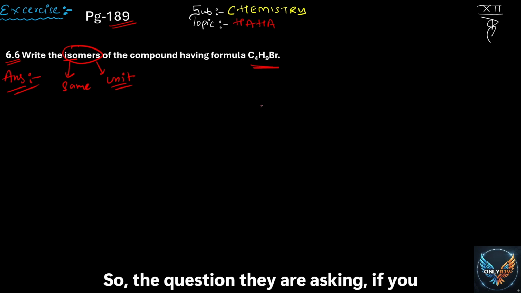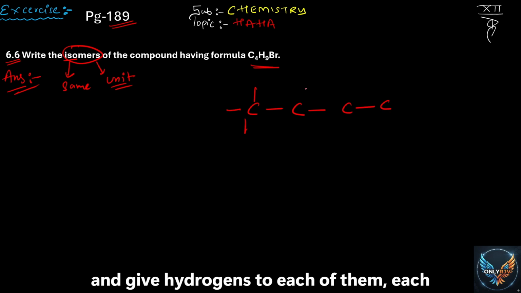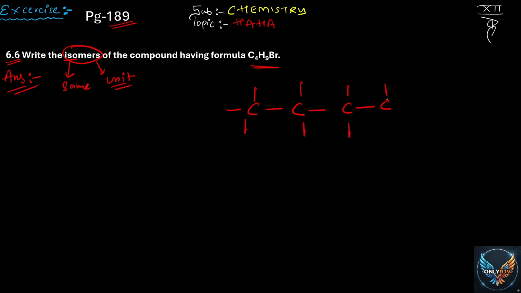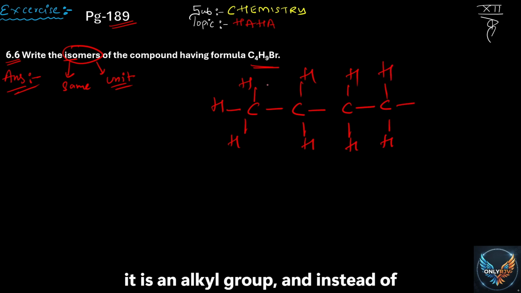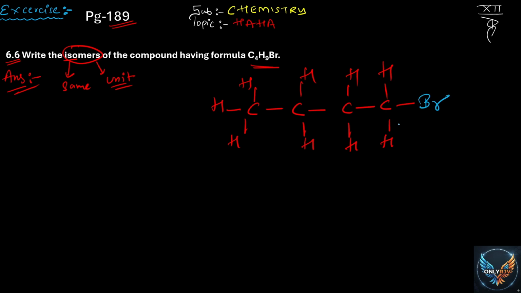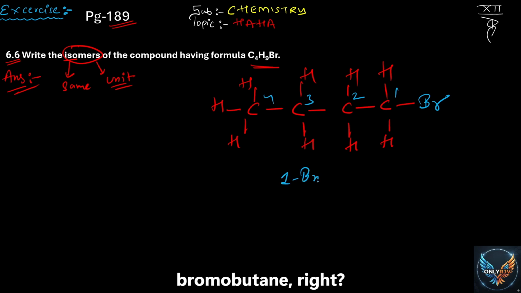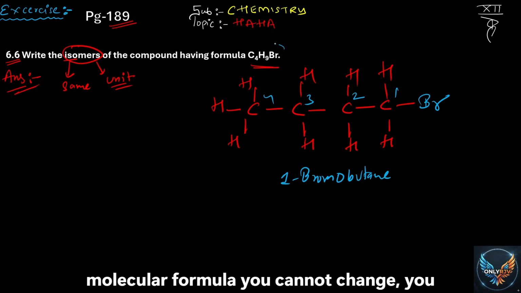So for the question they're asking, if you draw carbon 1, 2, 3, 4 and give hydrogens to each of them, each carbon has 4 valency, right? So how many hydrogens do we have? 9. So 1, 2, 3, 4, 5, 6, 7, 8, 9. And one hydrogen is less, that means it is an alkyl group, and instead of that what we have here is a bromine. So if you name this compound 1, 2, 3, 4, it is 1-bromobutane, right? Now they are asking how will you play with it.